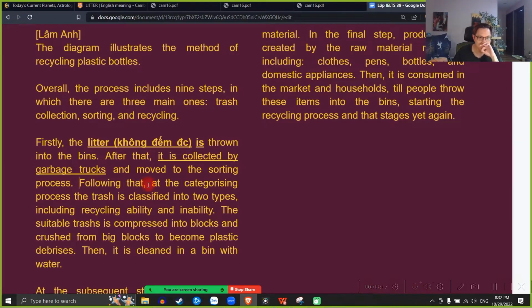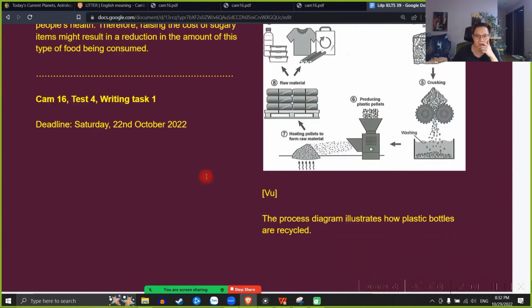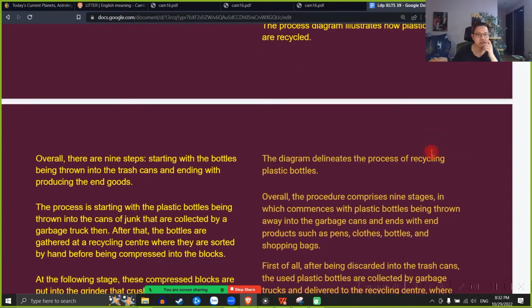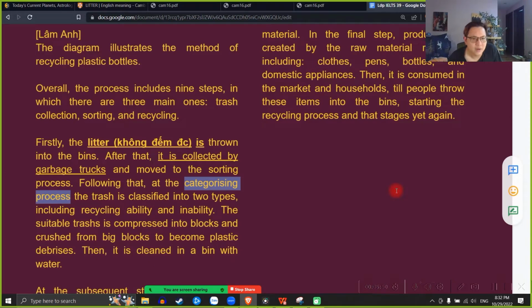Following that, at the categorizing process, trong quá trình mà phân loại, categorizing process. What is categorizing process? Phân loại hạng mục hả? Phân loại rác, phân loại hai bên rác có thể. Is it written here? Sorting. Yeah. Sorting. Phân loại, sorting. So I think it's okay to use to move to the sorting process.